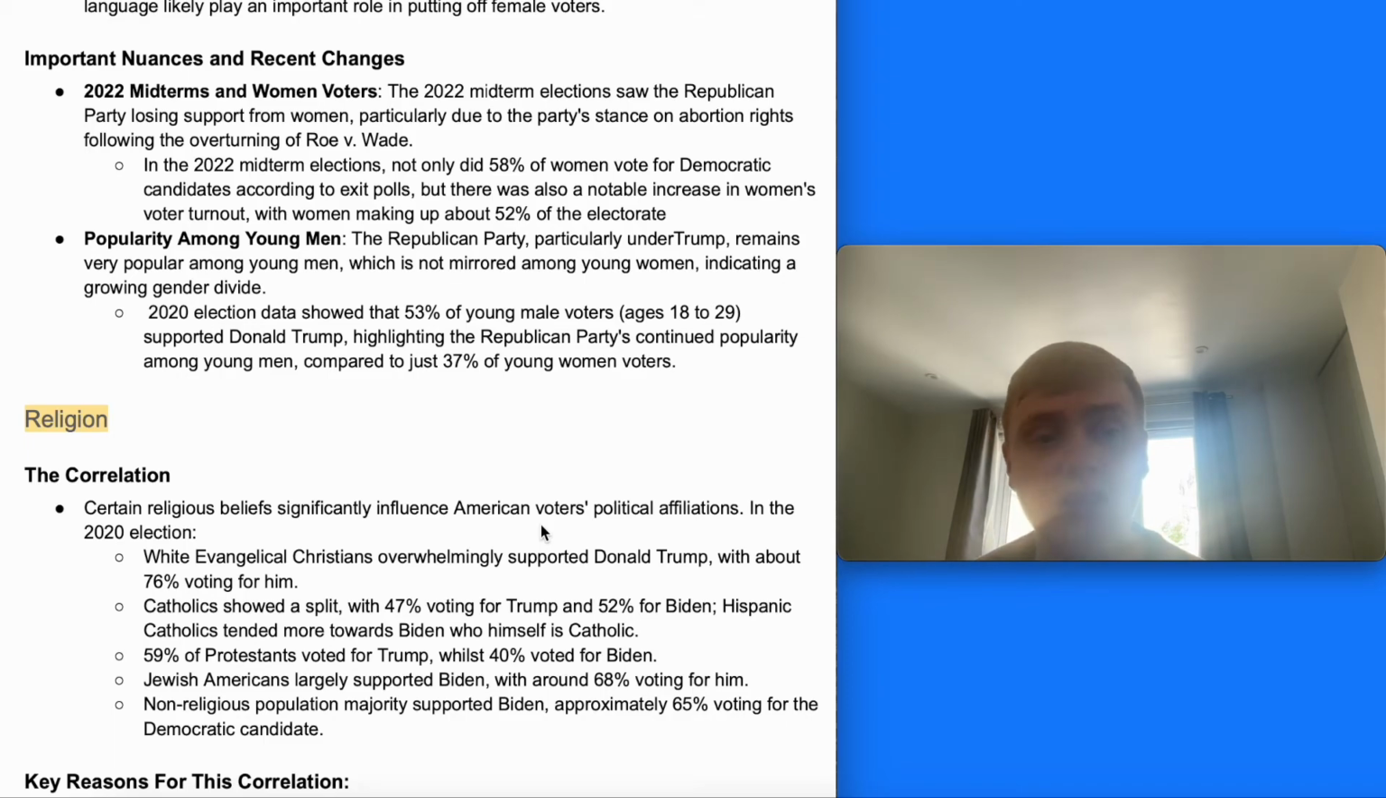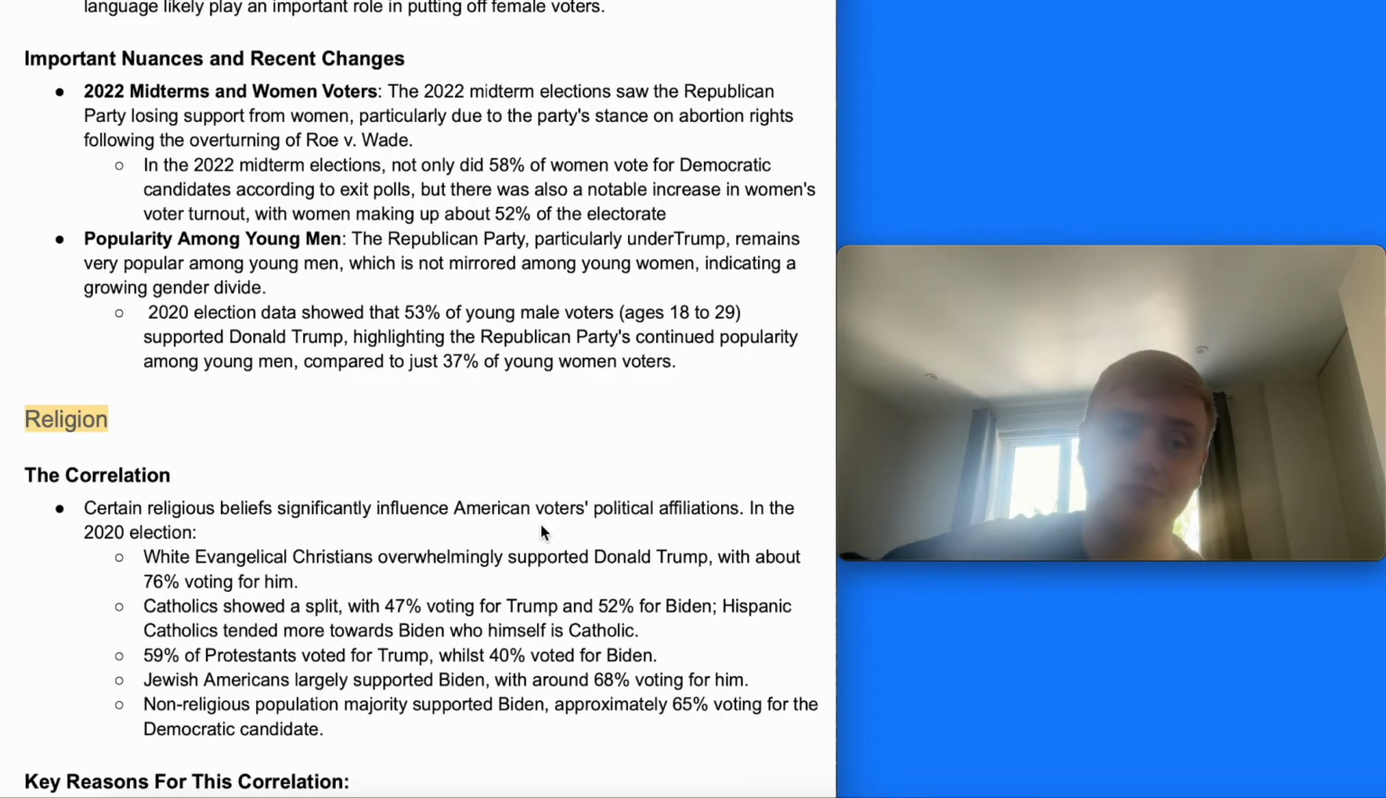The Republicans, particularly under Trump, remained very popular among young men, which is not mirrored by young women, indicating a growing gender divide among young voters. So 53% of young male voters between 18 and 29 supported Trump, compared to just 37% of young female voters.